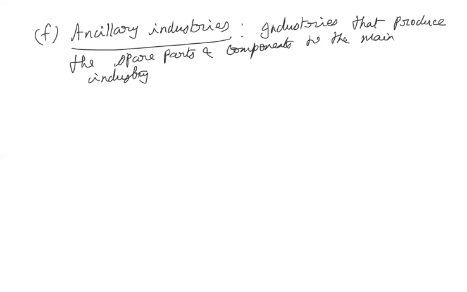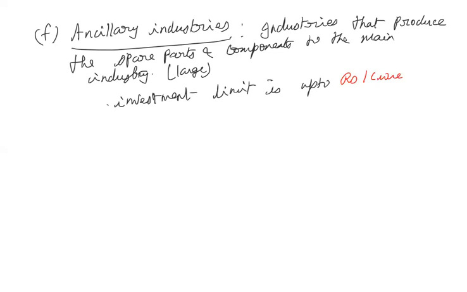Okay. So the main industries, in the sense the large or mega industries, are the ones to which these industries provide the spare parts and components. So the investment limit for this ancillary industry is up to rupees 1 crore.